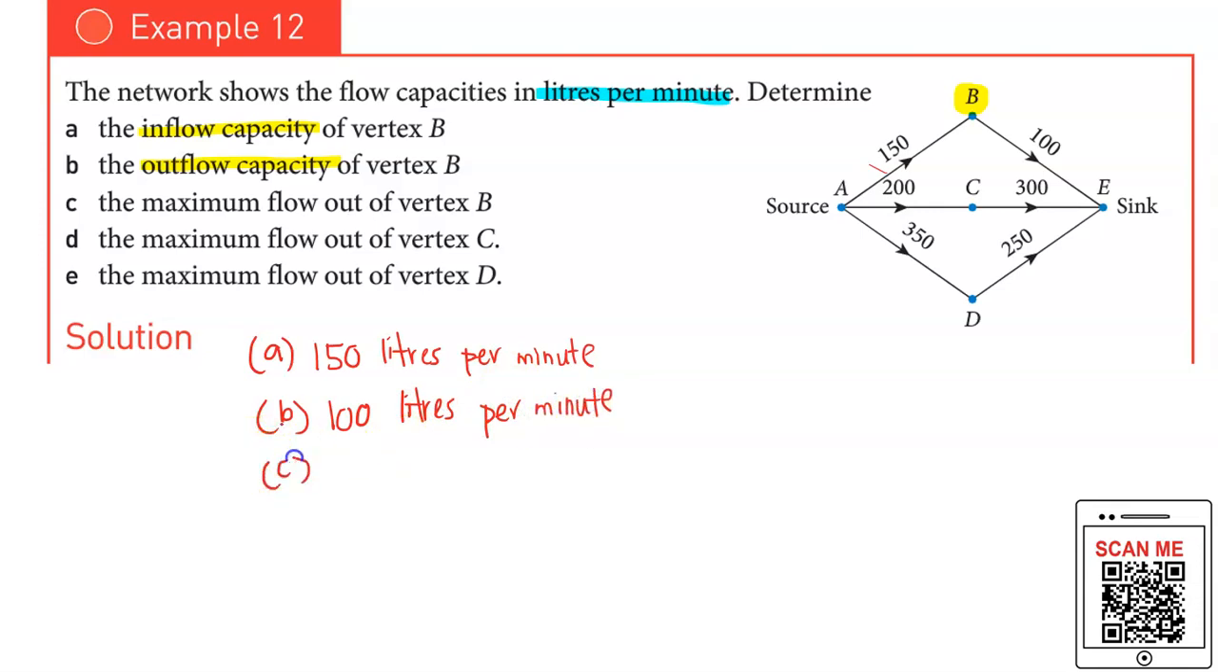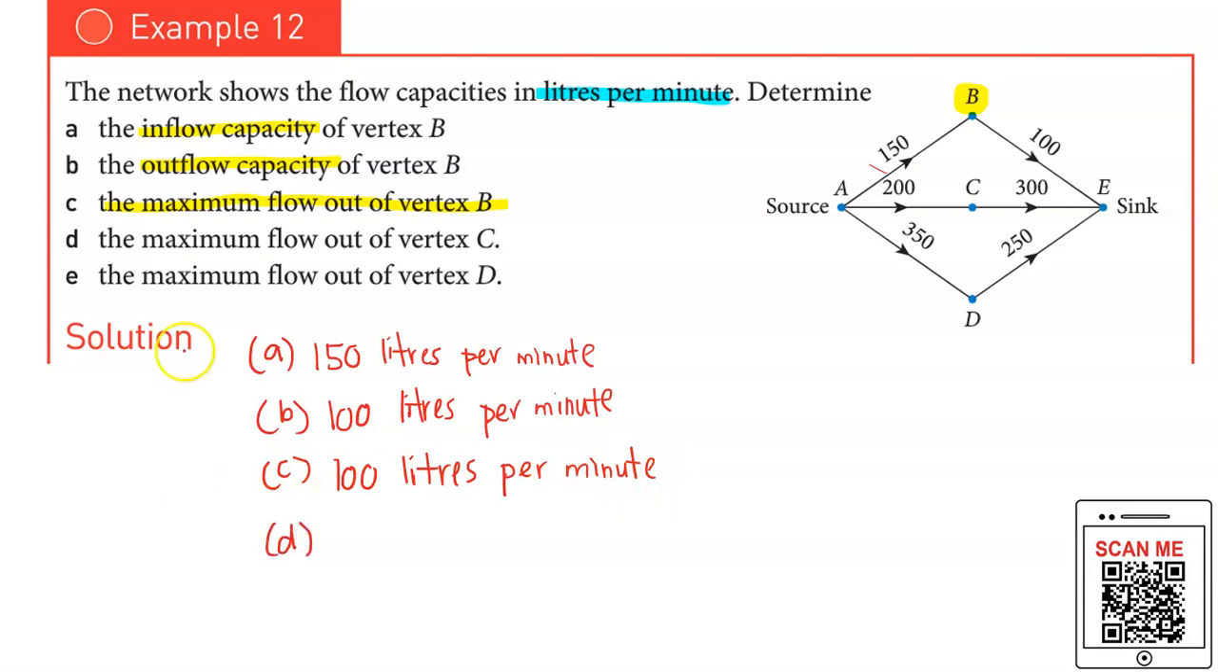Okay, question C. The maximum flow out of vertex B. So what is the maximum flow? So maximum flow at that vertex is, you have inflow 150, outflow 100. Choose the smallest value, 100 only. Even though you say you have 150 coming in, you can only come out 100. That is the capacity, the maximum amount vertex B can contain.